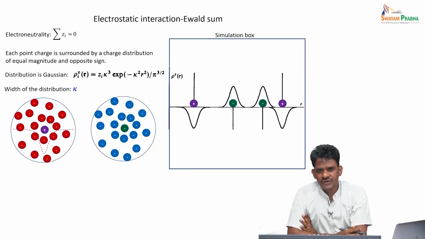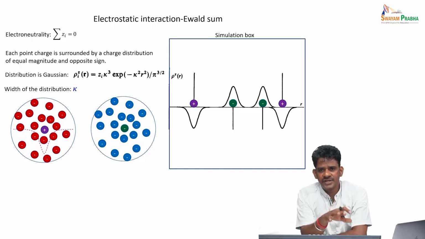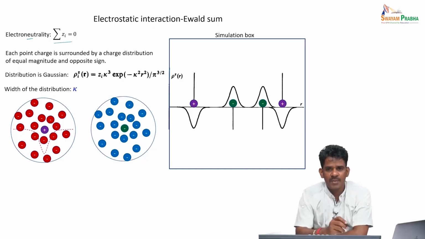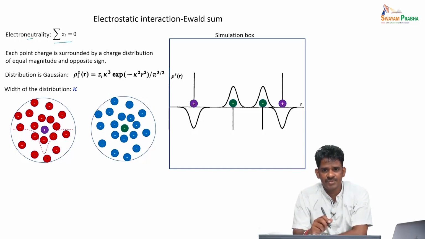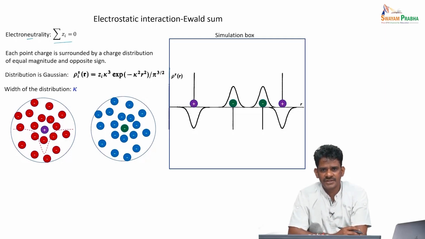Now, in the actual Ewald sum, some approximations are included so that we can calculate this sum over all the periodic images a little faster. The way you do that is, first of all, we have to ensure that the simulation boxes satisfy electroneutrality. That means, if I sum over all the charges in the central simulation box or its neighbors, it should always add up to 0. So, there is an equal number of positive and negative ions, so that the electroneutrality condition is always satisfied.